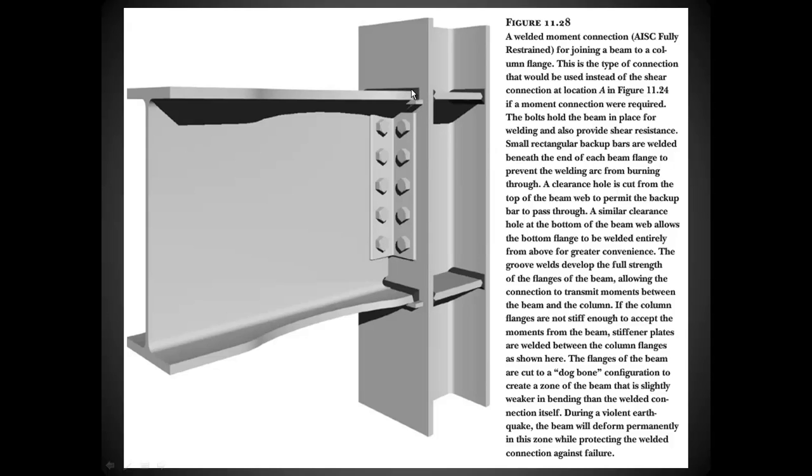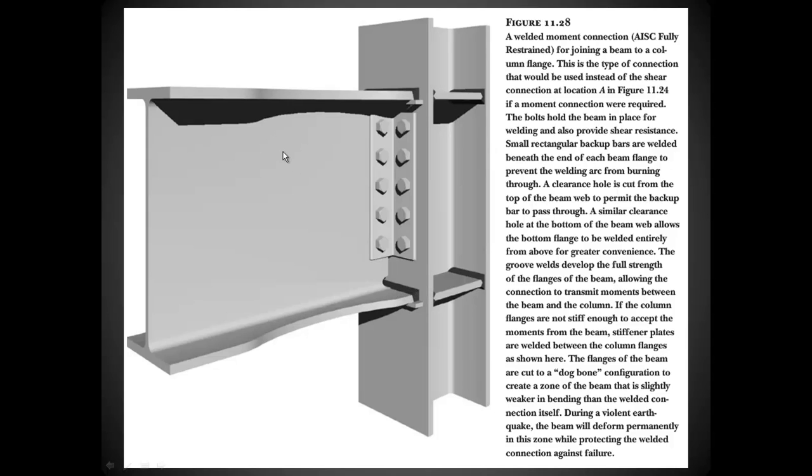We have backer bars and welds on the tops of these, and then we have this little what's called a dog bone cut out on both sides. And the reason for that dog bone is that the flanges of the beam are cut to a dog bone configuration to create a zone of the beam that is slightly weaker in bending moment than the welded connection itself. So if there's a violent earthquake, the beam will deform permanently in this zone while protecting the weld connection against failure. So this is purposely designed to be weaker than the weld connection.